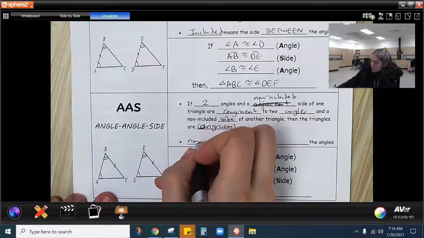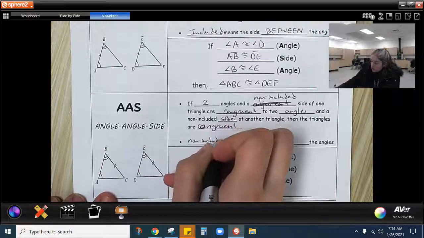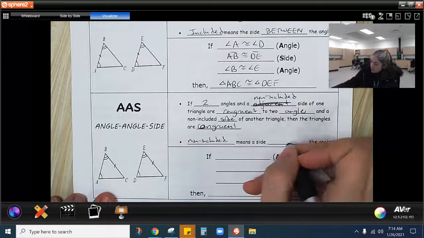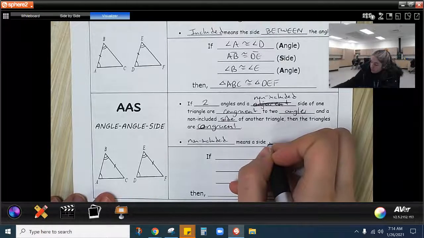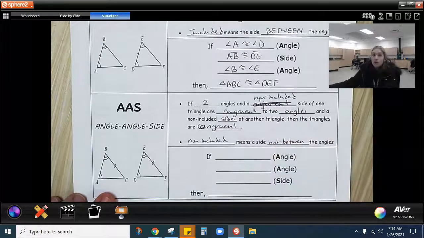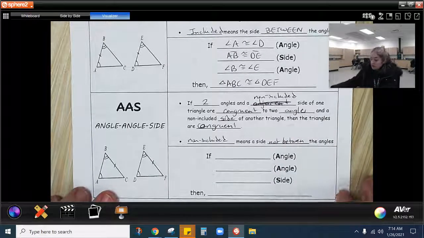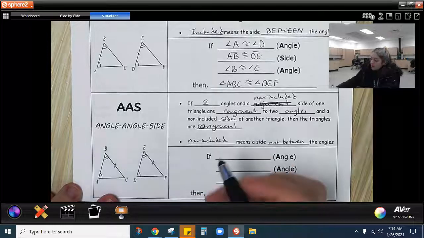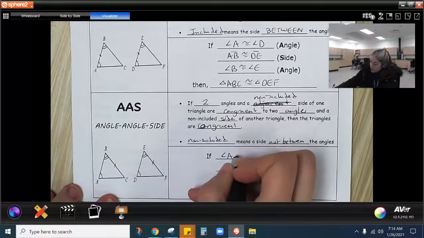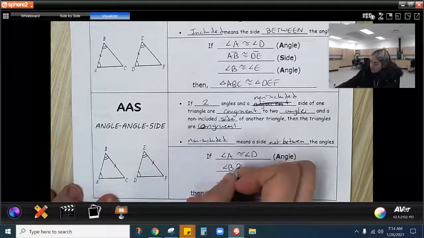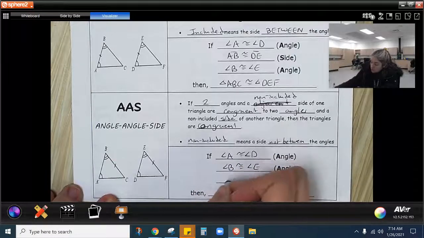So non-included means a side not between the angles, right? It's a side not between the angles. So again, I'm going to start on our far left here and work my way kind of clockwise around. So angle A is congruent to angle D. Angle B is congruent to angle E.